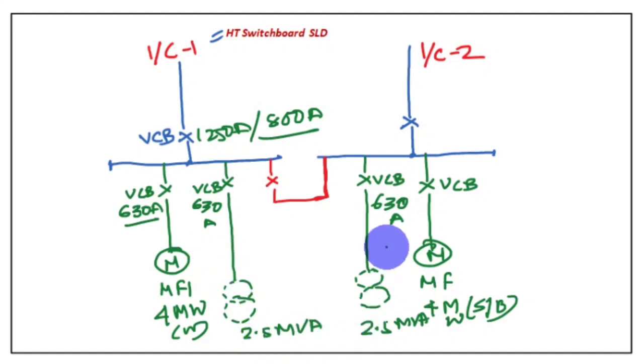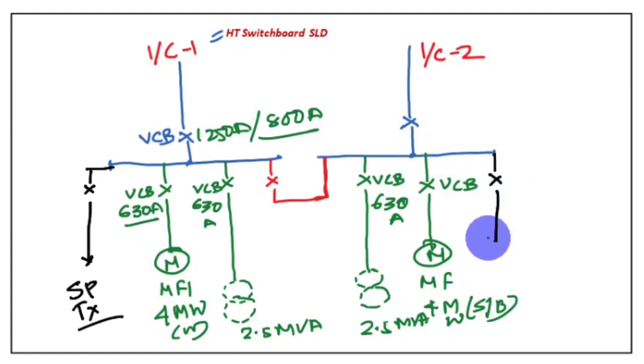Okay, now we have to consider spare feeder. So this is 2.5 MVA. There is a standby, so we can consider a spare feeder, the spare transformer feeder here. This is say spare trafo feeder, and we can consider a spare motor feeder here. Okay, so this is a spare motor feeder.